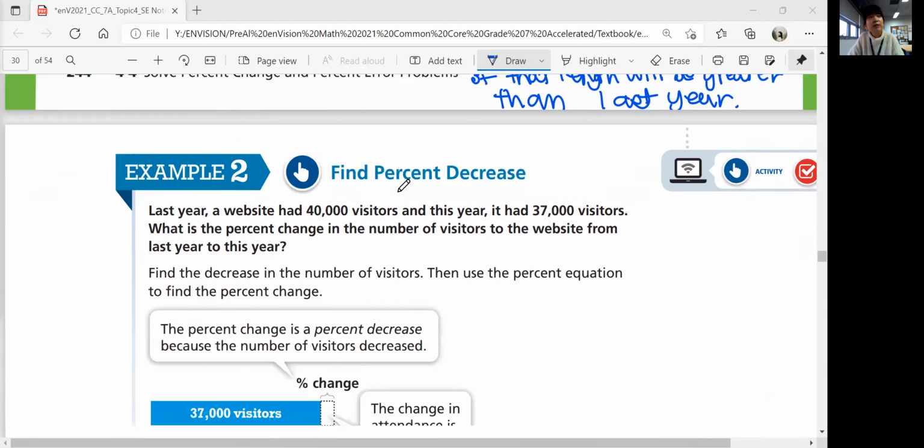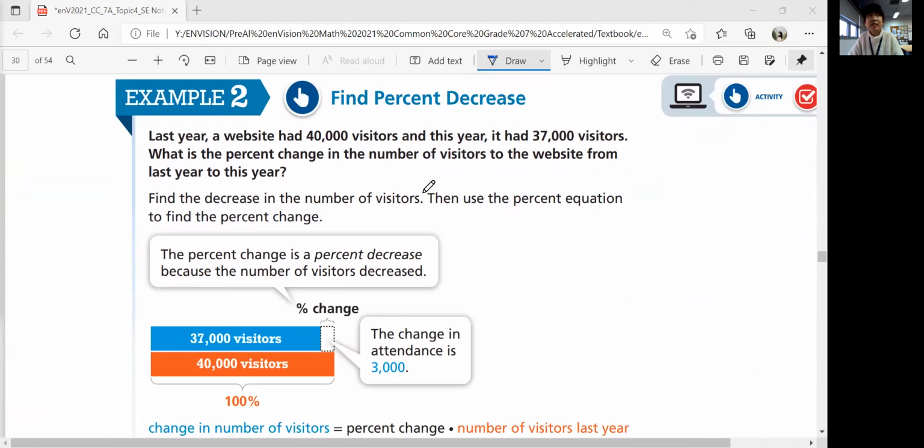Example 2, find percent decrease. Last year, a website had 40,000 visitors, and this year it had 37,000 visitors. What is the percent change in the number of visitors to the website from last year to this year? So now we're going to find a percent of decrease.